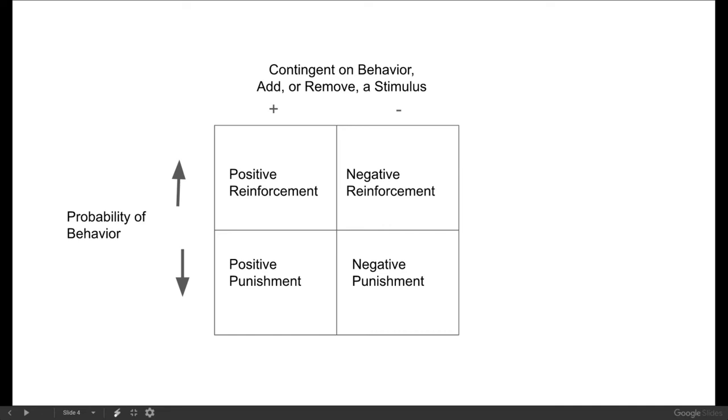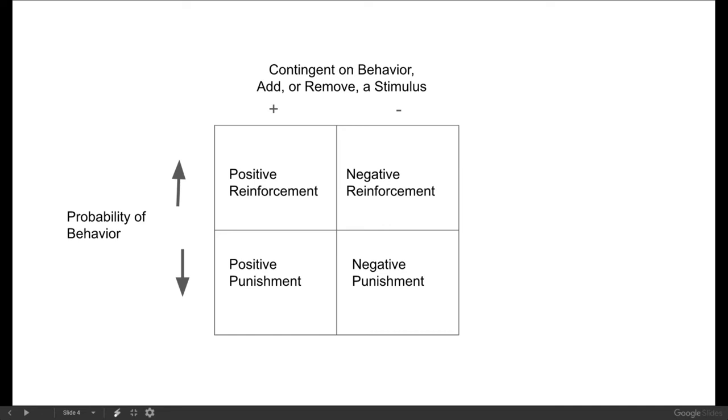So now we can fill in our cells. Notice that under the positive symbol, you have two positives. Who would have thought? So contingent upon behavior, if something is added, that's positive. That sure as heck doesn't mean it's good. And notice that, parallel to the up arrow is reinforcement. So only if the probability of behavior goes up is it reinforcement.